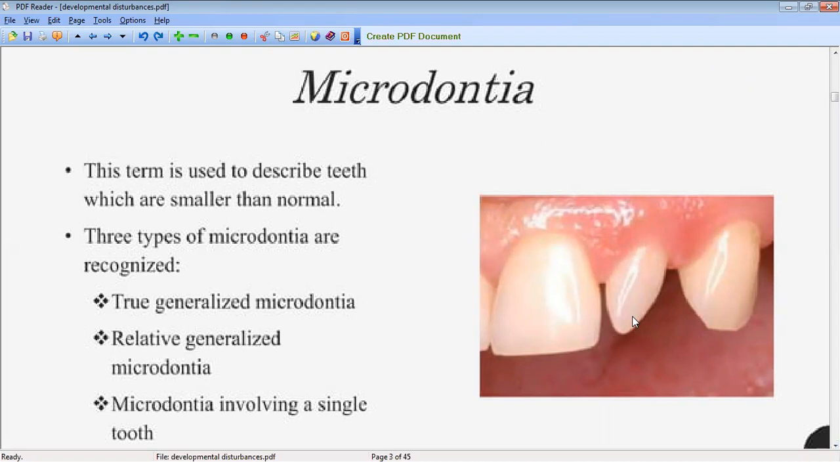Three types of microdontia are recognized: true generalized microdontia, relative generalized microdontia, and microdontia involving a single tooth. True generalized microdontia is actually where the teeth are smaller, on the contralateral side, on both sides, right? And microdontia involving a single tooth, in which case the single tooth is smaller than other teeth.